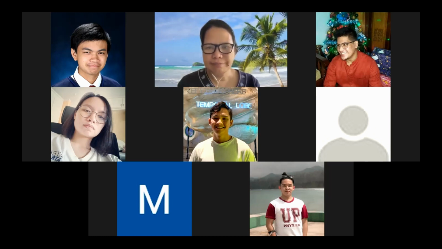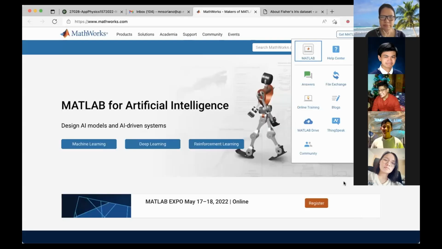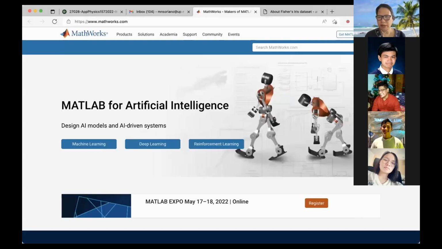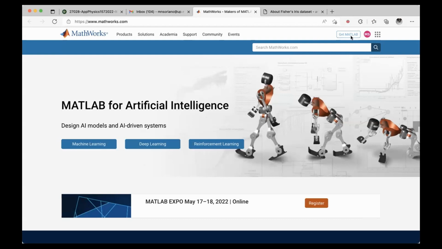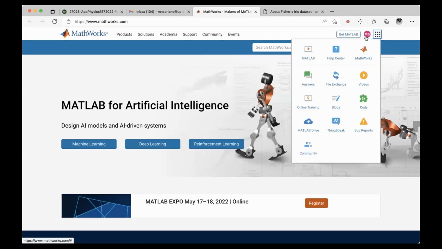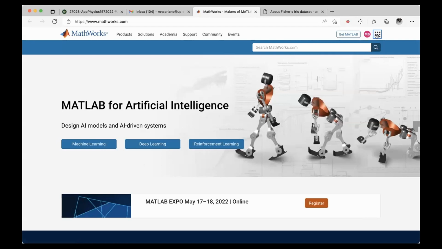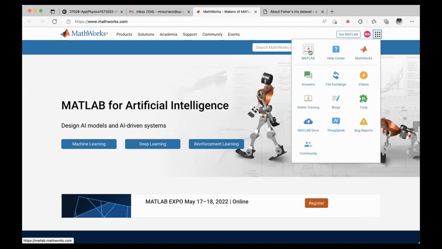Okay, so let's go to MATLAB online. Okay. Now you can click this if you're logged into your MATLAB. Go ahead and click this menu icon here and choose MATLAB online, and let's work on that.